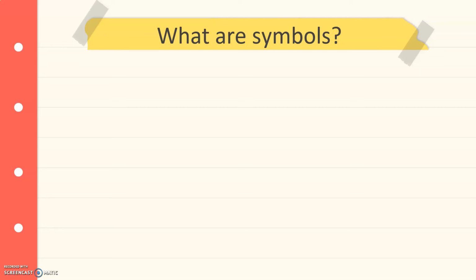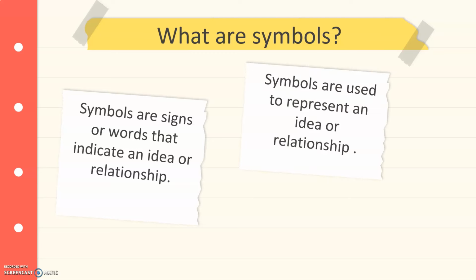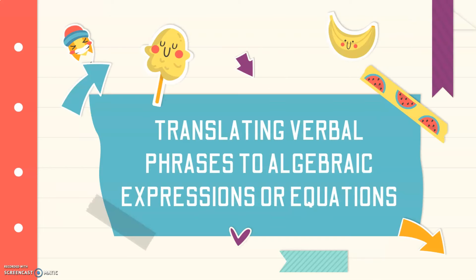Let's start by answering this question. What are symbols? Symbols are signs or words that indicate an idea or relationship. Symbols are used to represent an idea or relationship and for better clarity. In mathematics, we have different kinds of symbols. So for today, we will be trying to translate verbal phrases to algebraic expressions or equations and vice versa. So we'll put symbols into words or words into symbols.